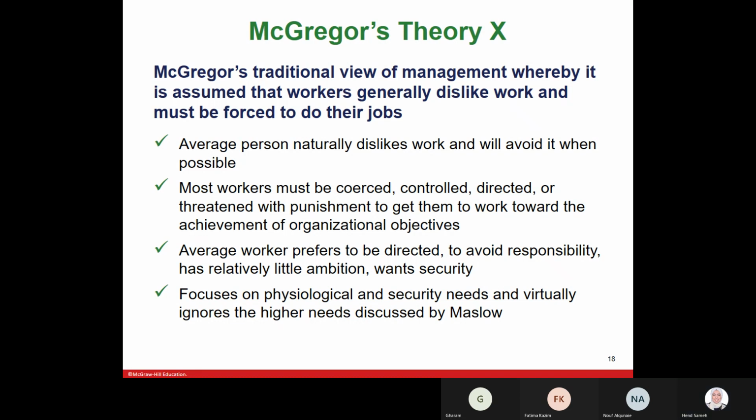work. They don't like work. They don't want to go to work. They don't want to take responsibility. They avoid responsibility whenever they can. So, in order to motivate these employees, you have to control them. You need to have very tight control and very tight supervision over these employees, because if you don't supervise them, they will not work, they will not achieve their objectives.